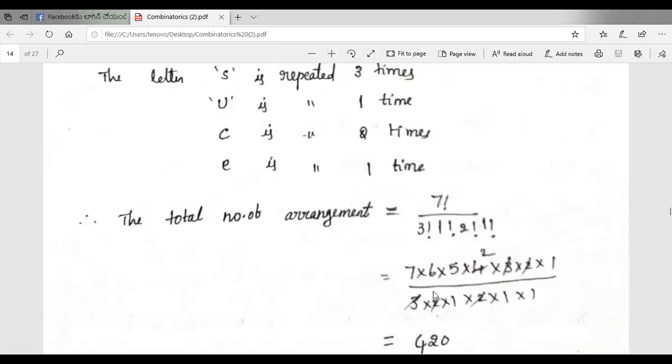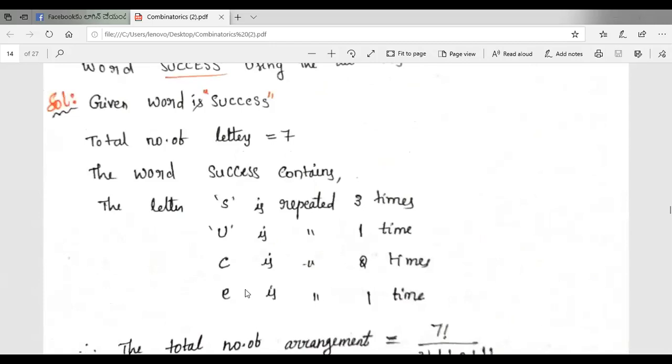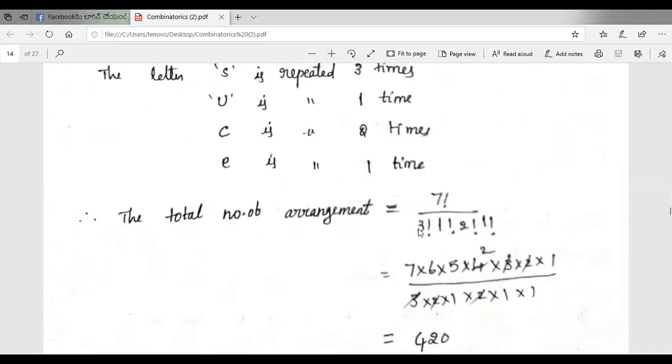words. How many different strings can be made from the letters of the word SUCCESS using all letters? The total letters are 7, with S repeated 3 times, U 1 time, C 2 times, and E 1 time. So the total number of arrangements of these letters is 7 factorial by 3 factorial, 1 factorial, 2 factorial, 1 factorial. So the value is 420.